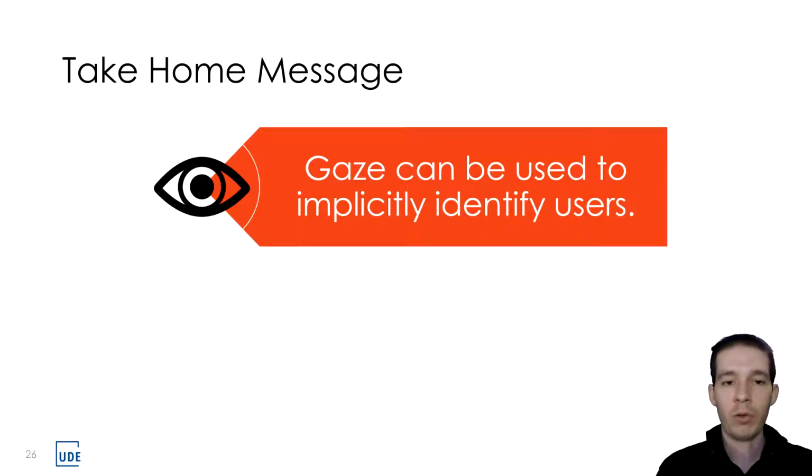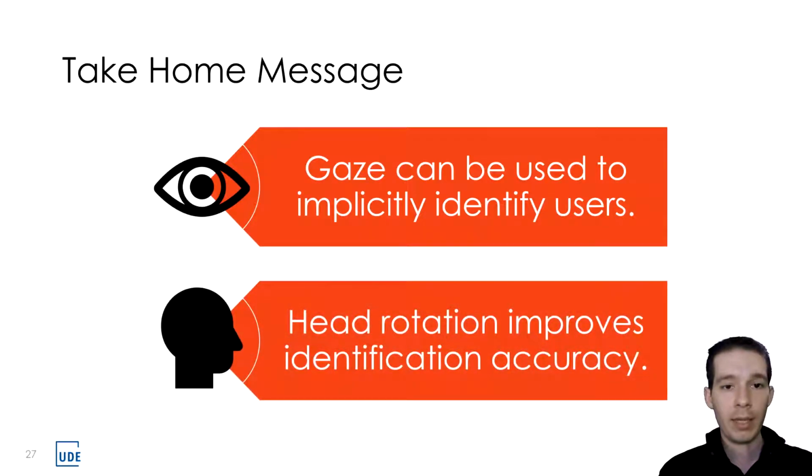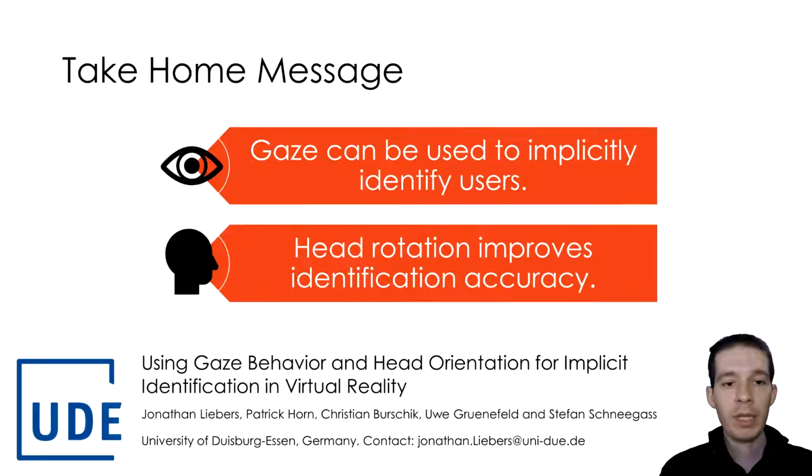So what can we conclude in the end? First, we see that gaze can be used to implicitly identify users. We also find that head rotation overall improves identification accuracy. We believe that these findings can be used for implicit identification where a user just follows a stimulus in VR with their eyes that ideally includes a head rotation. This could be a ball in a spectated tennis or football game or a virtual airplane in the sky.